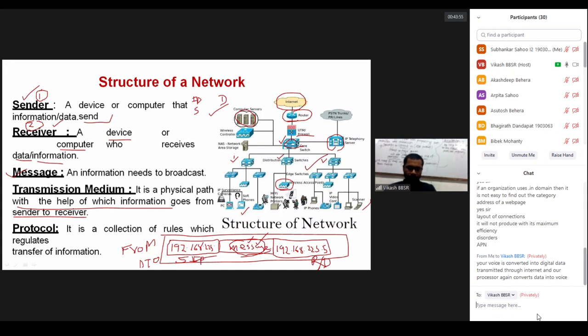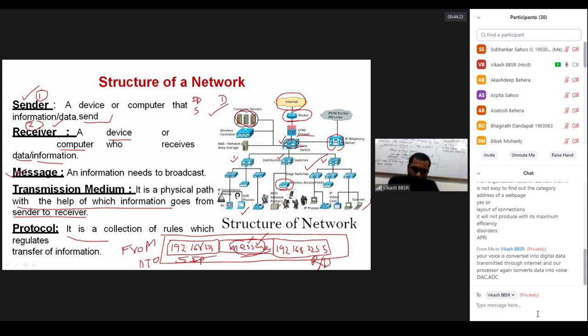That is the conversion process. Already you know how my speech or my voice is converted into analog format, then converted into digital format when it reaches you. So there is a protocol. Protocol has a main rule. It is a collection of rules which regulates the transfer of information. Remember, the sender will send the message and the receiver will receive the message. The message which you want to broadcast is ready. But what other things are required?